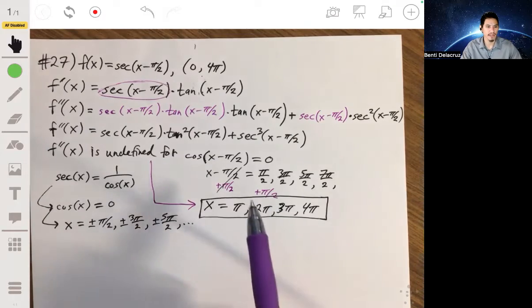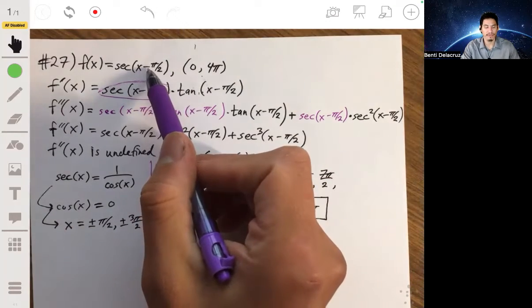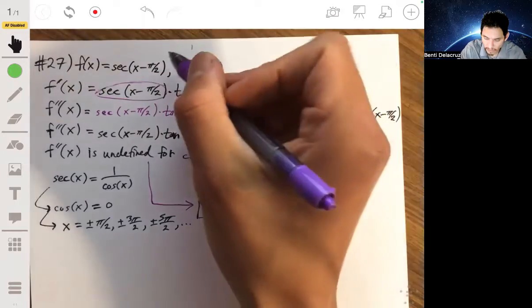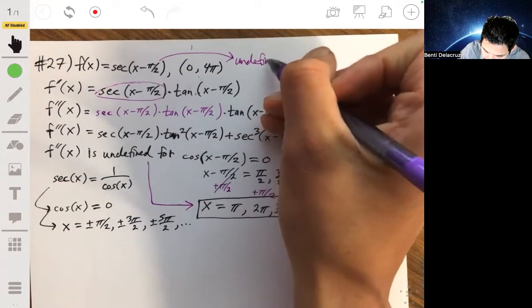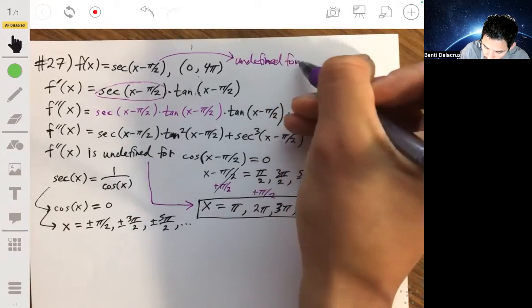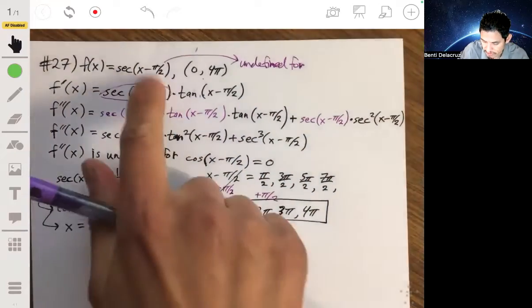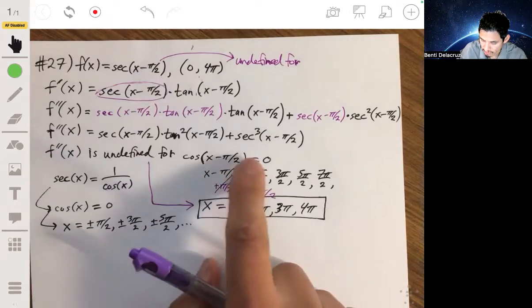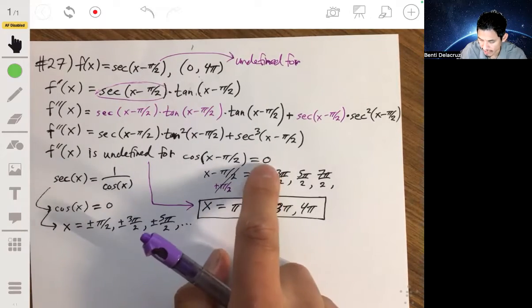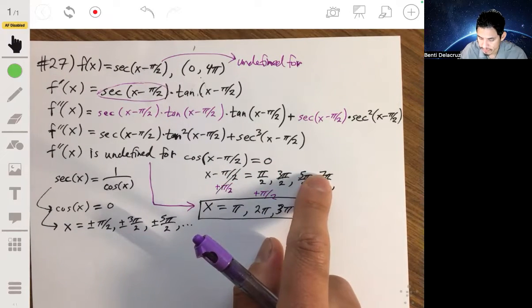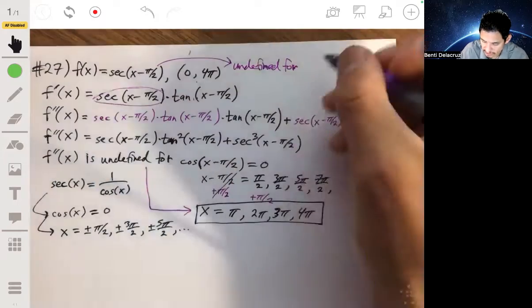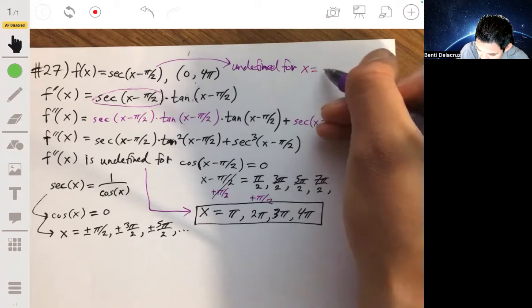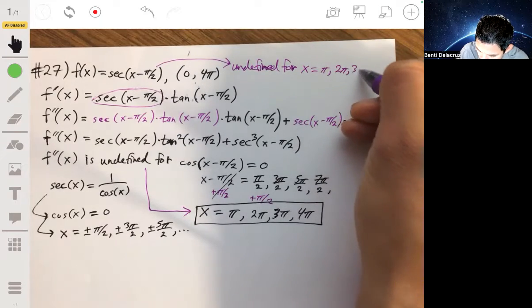Now, coincidentally, we also have to always look at where the original function is undefined. On this interval, it's also undefined for these same things, because we're just doing x minus pi over 2 equals 0 again. Oh, no, not equal to 0, but x minus pi over 2 is equal to these values. So again, it's still undefined for those same values: x equals pi, 2 pi, 3 pi, 4 pi.